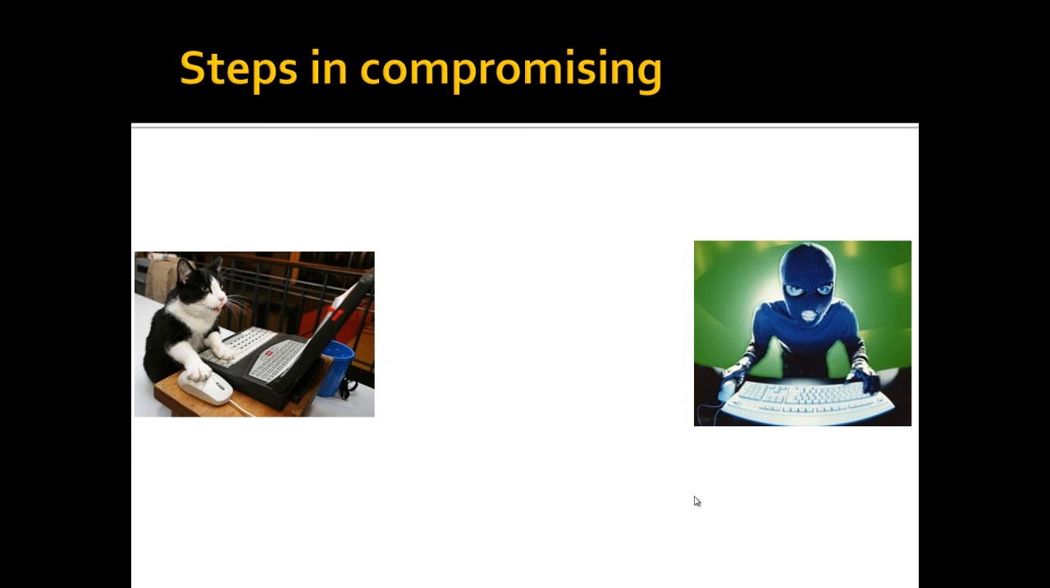So what are the steps in compromising the system? We have our victim here, the cat, and we have our attacker, because all hackers wear ski masks when they're hacking. So the first thing we have to do is scan our victim to see what they are running. First, are they online? Yes. And then what are they running if they're online? Are there any ports open? Do they have any firewalls blocking anything? What exactly are they doing?